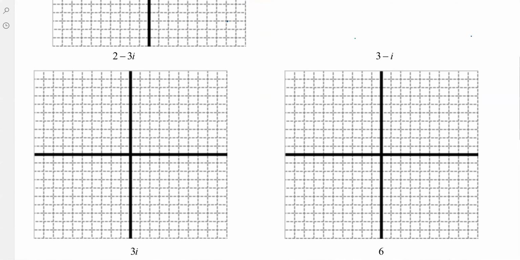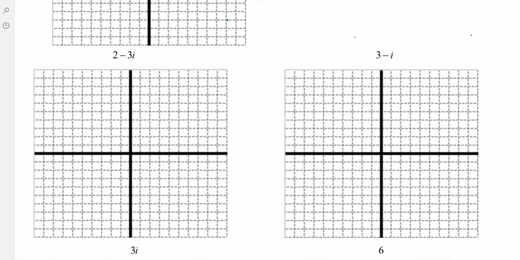So graphing 2 minus 3i would look like basically graphing the point (2, negative 3). So you would go to (2, negative 3), and put a dot, and that is 2 minus 3i. That's its location. So what about 3 minus i? So you want to put a number in front of that i so that we have our real part. So this would be the point (3, negative 1) when we graph it.